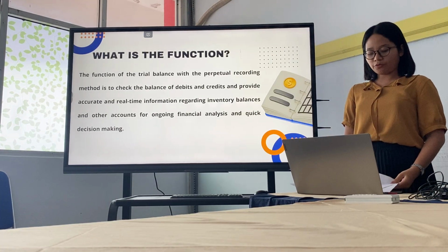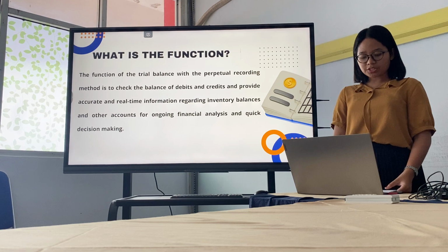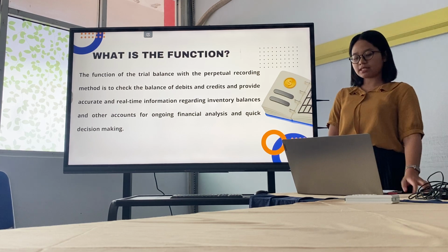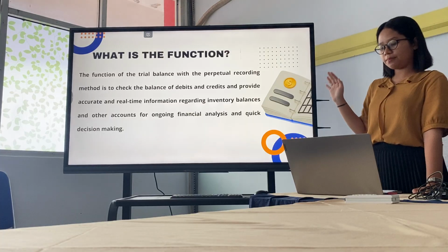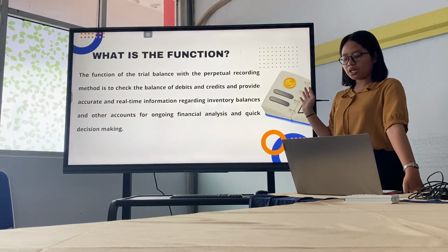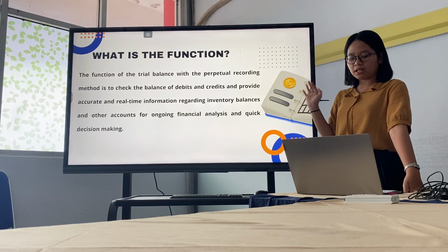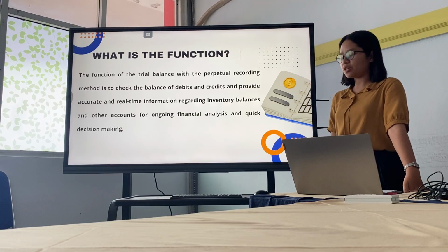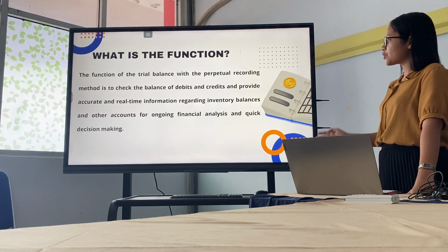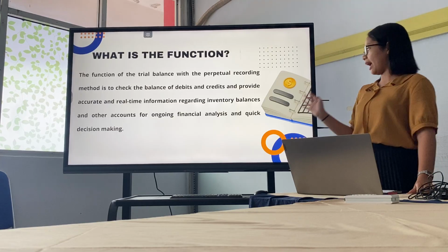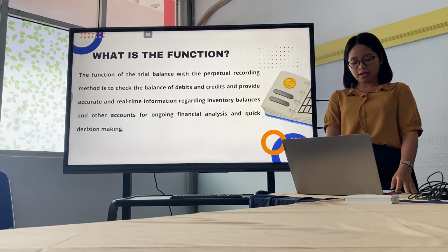And what is the function? The function of the trial balance with the perpetual recording method is to check the balance of debits and credits, and provide accurate and real-time information regarding inventory balance and other accounts for ongoing financial analysis and quick decision making.